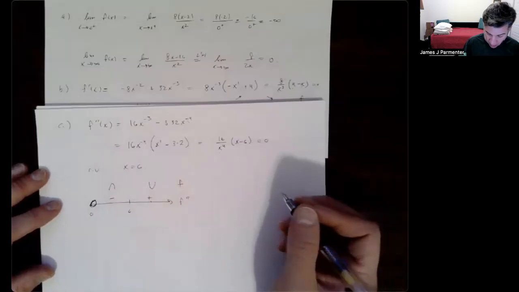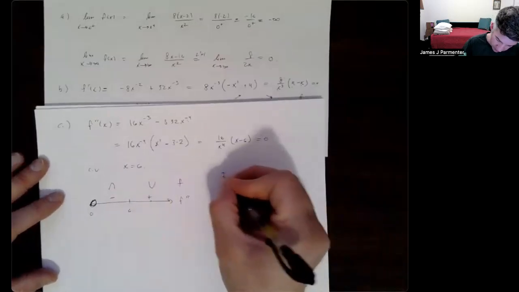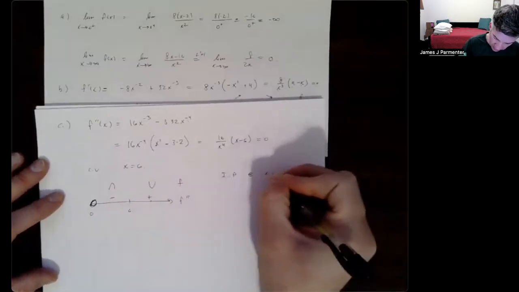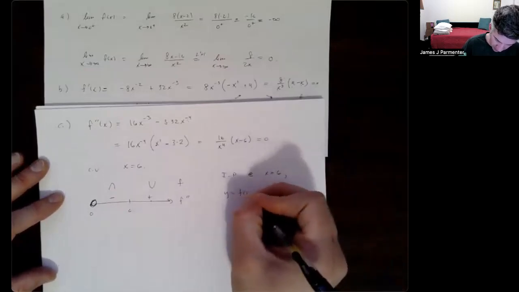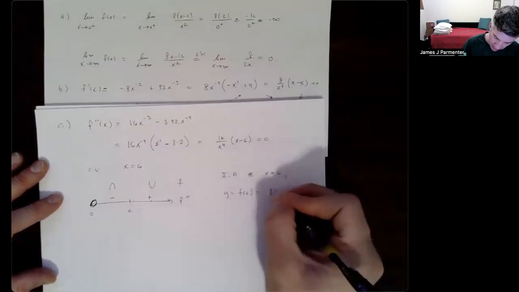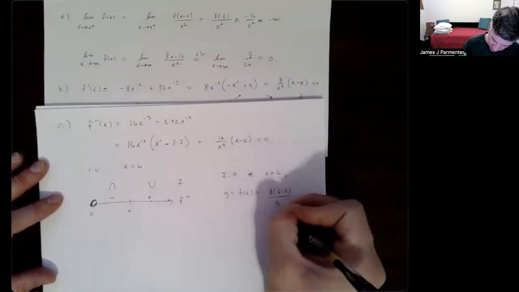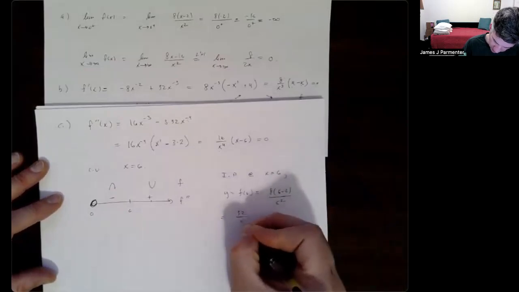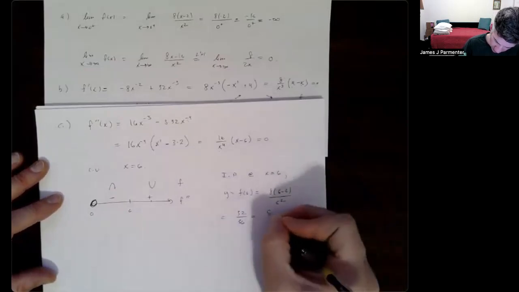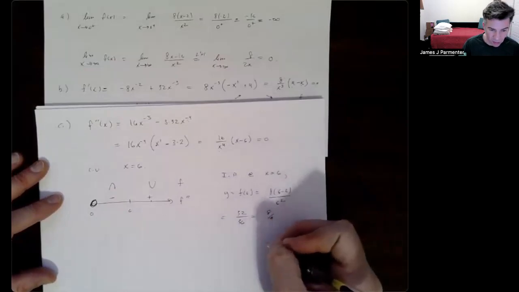And then finally, we do have an inflection point at x equal to 6. And y would equal f of 6. If we go back to the original function, that's going to be 8 times 6 minus 2 over 6 squared, which is 8 times 4 over 36, which reduces to 8 over 9. Cool.